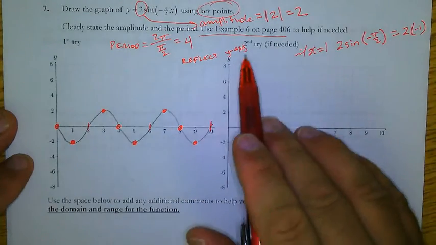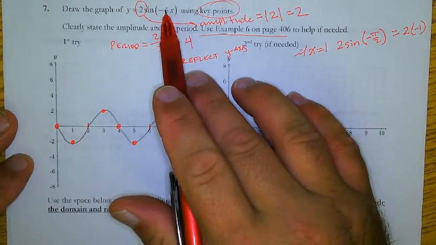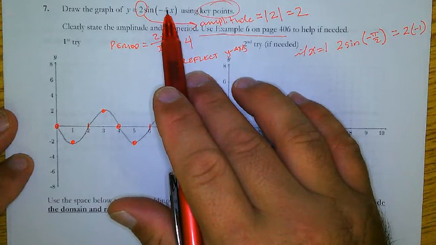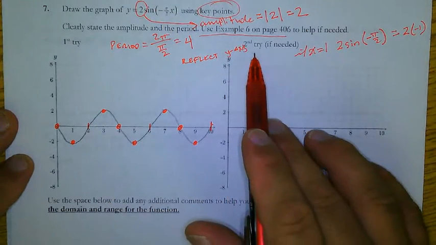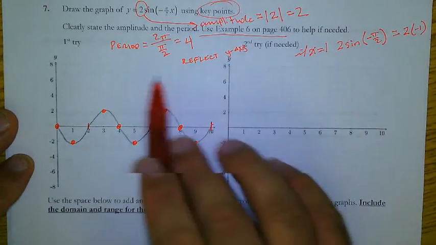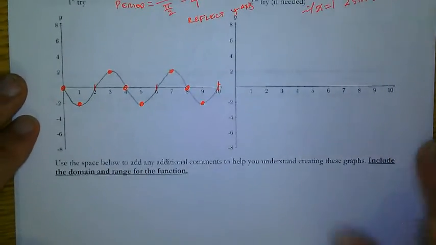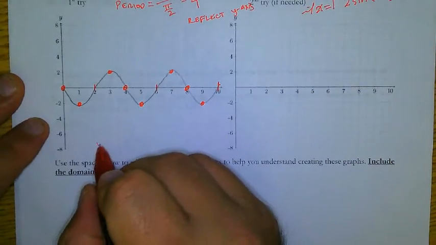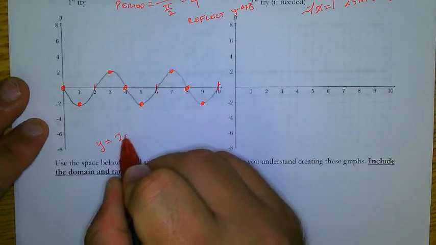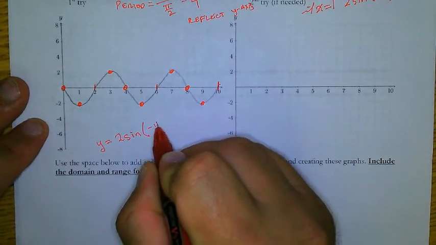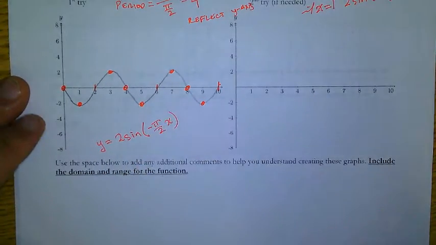Okay, over here, notice this has a pi in here, so we know we're working in radians, not in degrees. And notice that this says the second try if you need it, so if you messed up this graph, just redraw it, try it again. Okay, so in the space below, we know that this is the graph of y equals 2 sine negative pi over 2 times x.